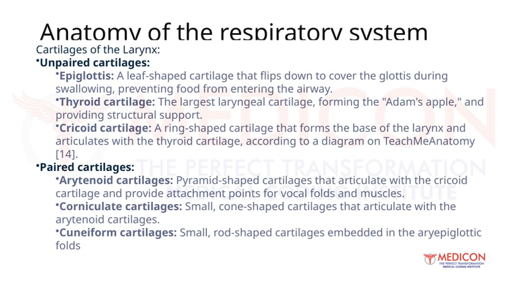Moving on to the paired cartilages, the arytenoid cartilages are pyramid-shaped and articulate with the cricoid cartilage. These are key attachment points for the vocal folds and the muscles that control their movement, directly influencing voice pitch and sound production. The corniculate cartilages are small and cone-shaped, articulating with the arytenoids. They assist in the movement and function of the arytenoids and vocal folds. Lastly, we have the cuneiform cartilages, which are small, rod-shaped structures embedded within the aryepiglottic folds. They provide additional support and help maintain the airway during phonation and swallowing.